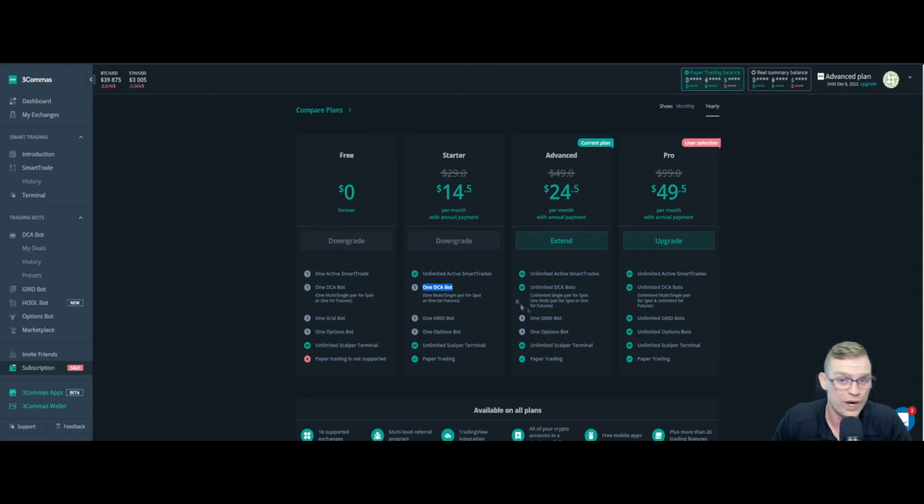Now, when it comes to the advanced plan, which I'm currently using as well, you can have unlimited DCA bots, unlimited single pair for spot, one multi-pair for spot, or one for futures. If you are interested in absolutely utilizing these bots to their fullest and having multiple pairs, unlimited multi and single pairs for spot and unlimited for futures, the Pro plan is probably going to be best for you.